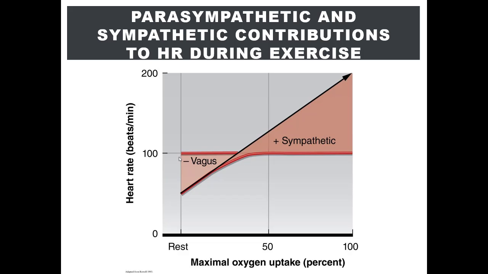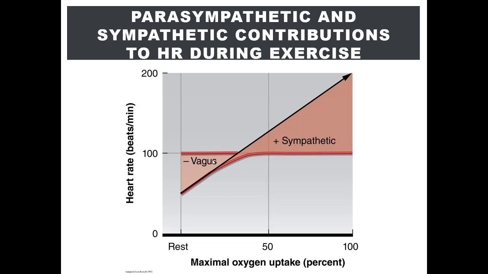What this figure shows is that increases in heart rate from resting heart rate to about 100 beats per minute is due to vagal withdrawal, and that is denoted by a minus sign and vagus. This means vagal withdrawal, reducing parasympathetic activity on the heart, particularly on the SA node. So essentially, the initial increase in heart rate when you exercise is due to vagal withdrawal, not due to increased sympathetic activity.